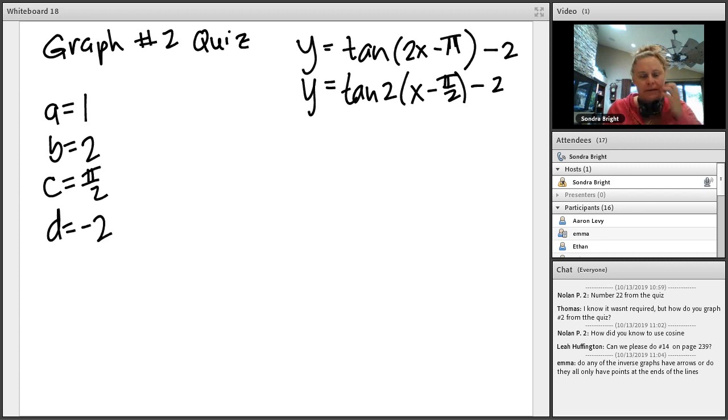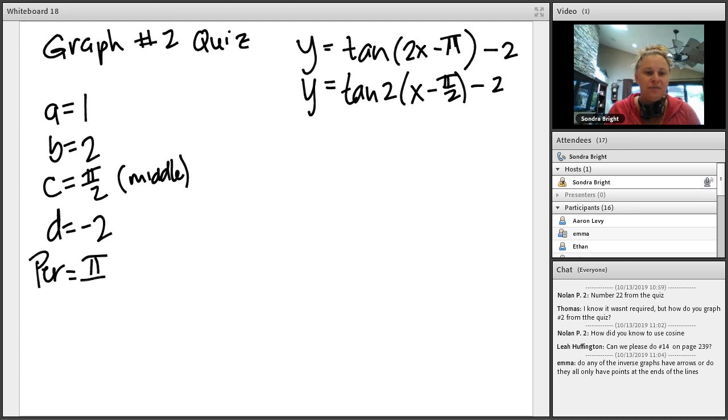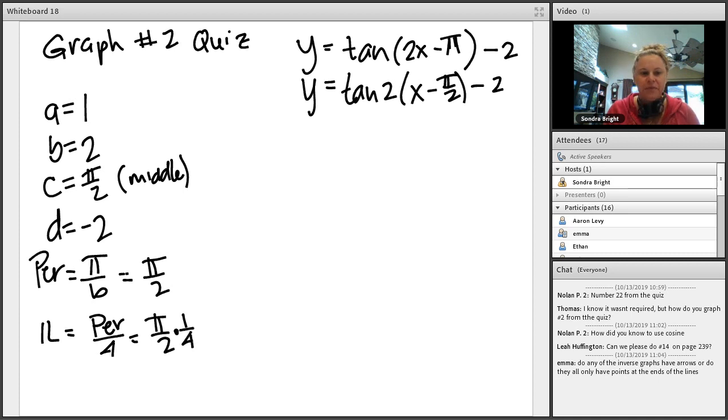If you remember, for tangent, c is your middle tick mark, and then you'll add and subtract the increment length from there, going left and right. Period for tangent is pi over b, and so that makes it a pi over 2. And then the increment length is the period divided by 4, which would be pi over 2 divided by 4, but that's the same thing as times 1 over 4. And so that's a pi over 8.